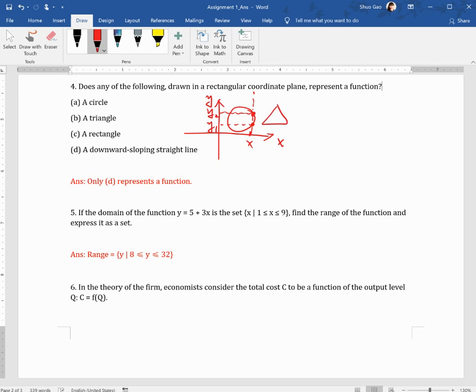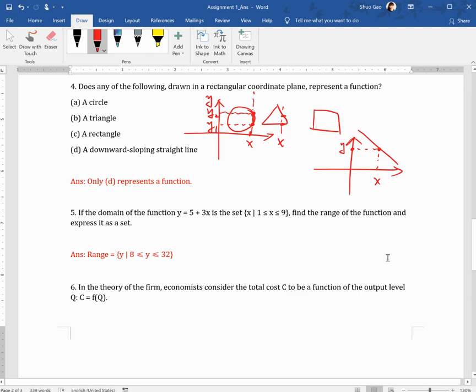And for the triangle, it's the same, right? For a given x, there will be 2 y values that have the same x. And for the rectangle, it's the same, right? But a downward sloping straight line like this is called a function, because for a given x, there's only one corresponding y in the graph. There's only one corresponding y. You cannot find 2 y's, or 2 points on the line, on the shape, that have the same x. So only D represents a function.